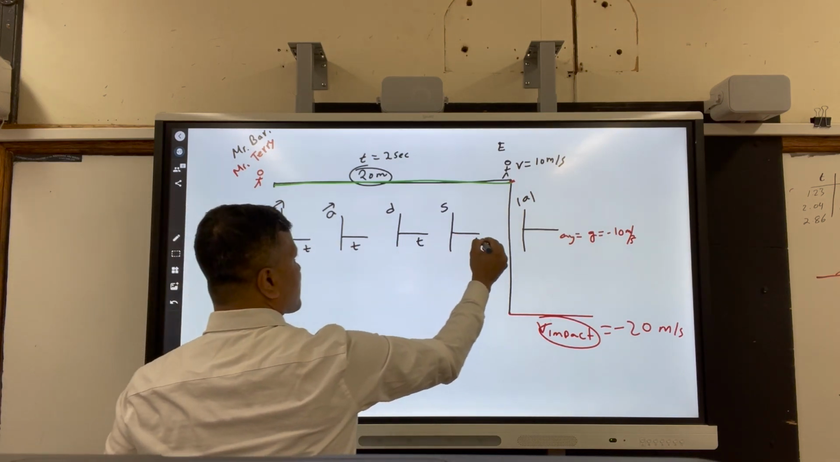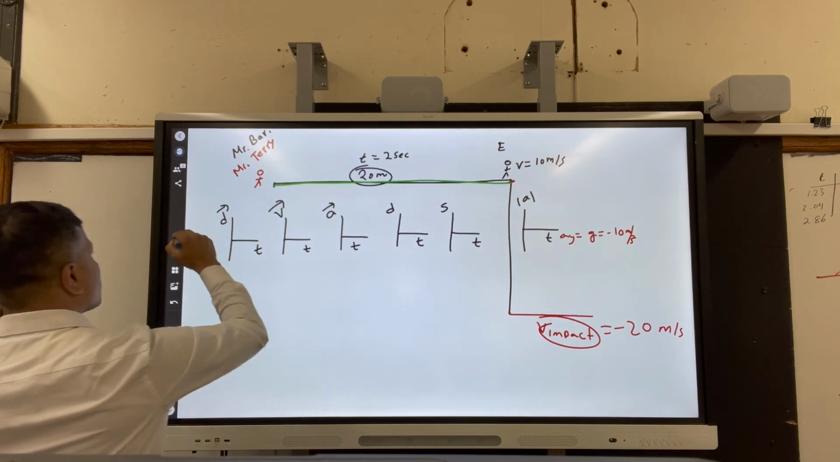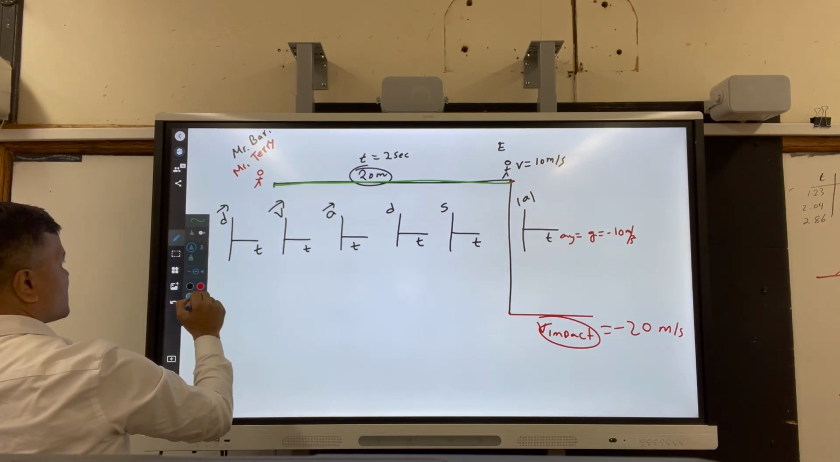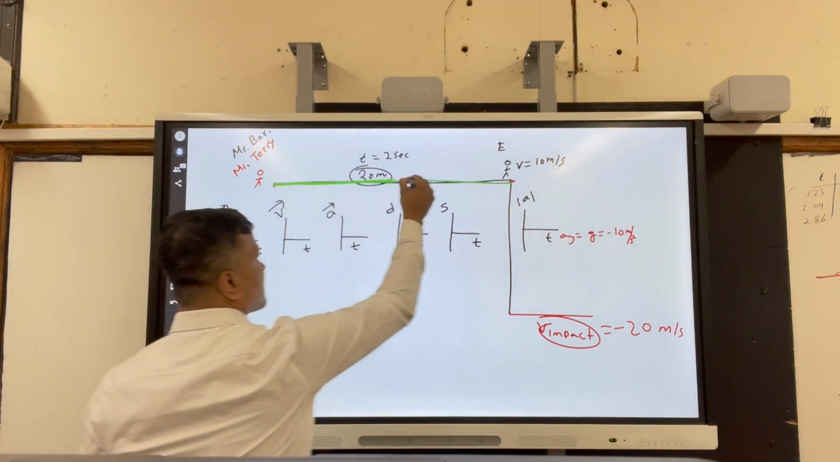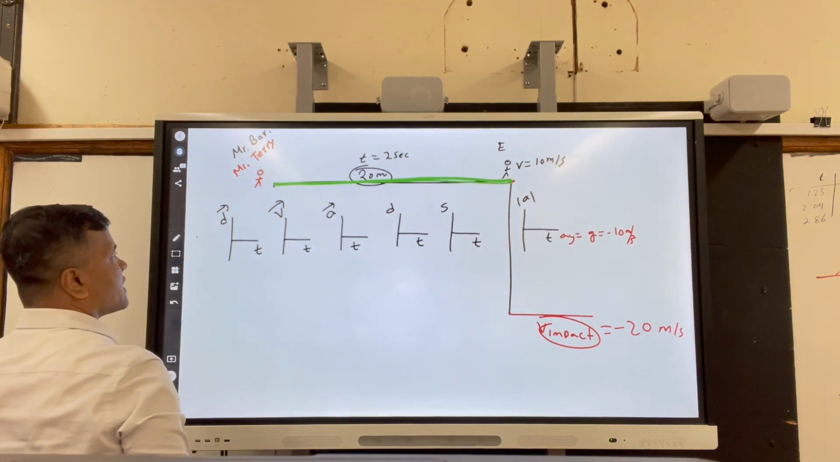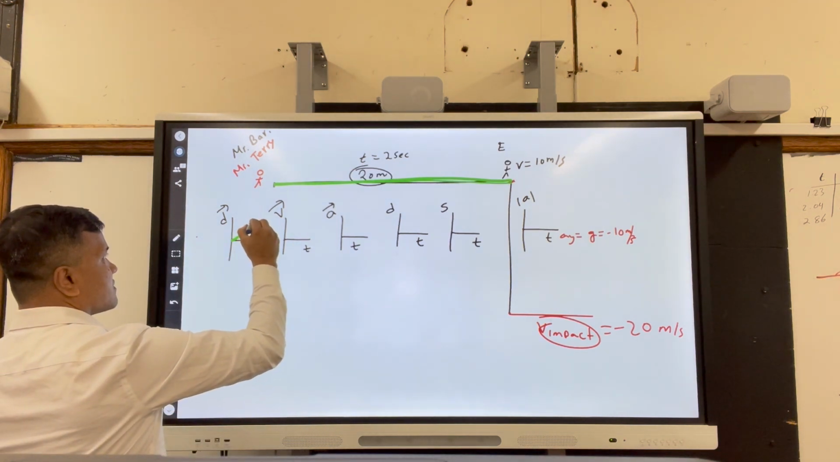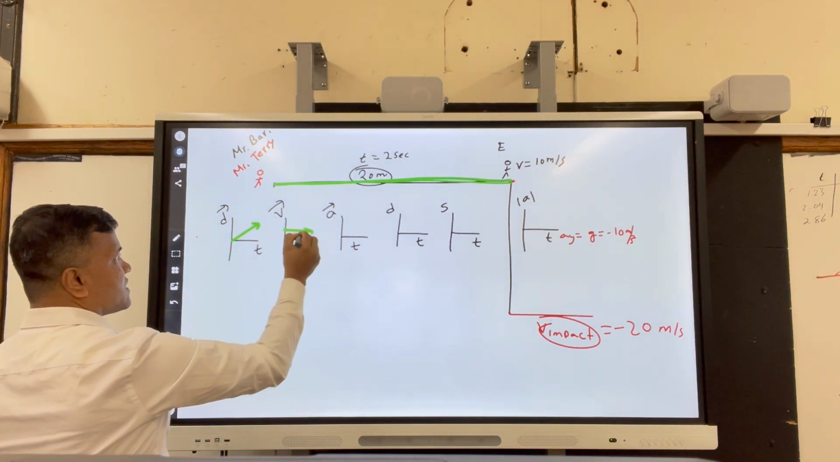Okay. All right. So I'm going to do it for Mr. Bari. Mr. Bari's path: Mr. Bari moved from here to here. So his displacement would be, and he was moving to the east. Don't forget that. He was moving to the east.